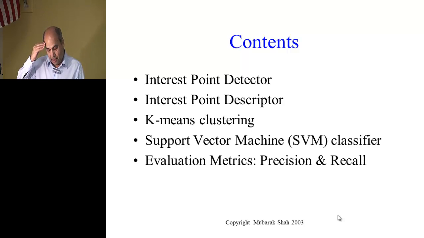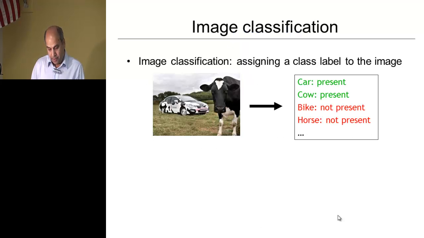Okay, so the last topic will be how you can evaluate the methods which do image classification or object classification and action recognition and so on. In particular, we'll talk about precision and recall. Okay, so let's get started.